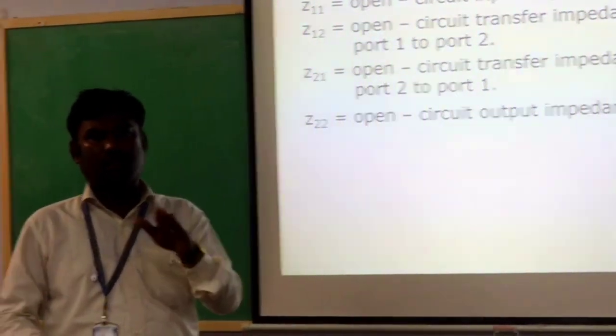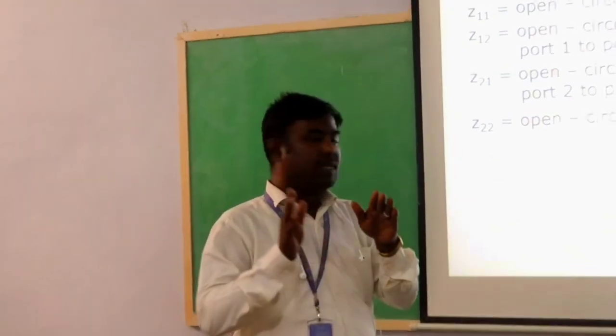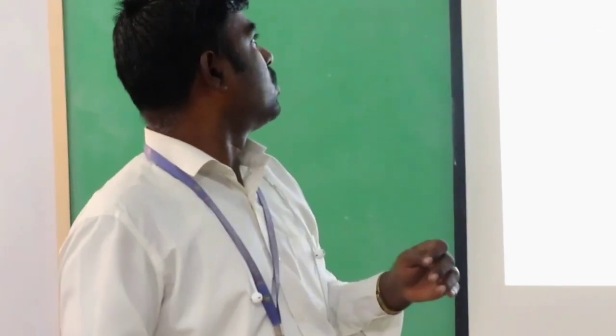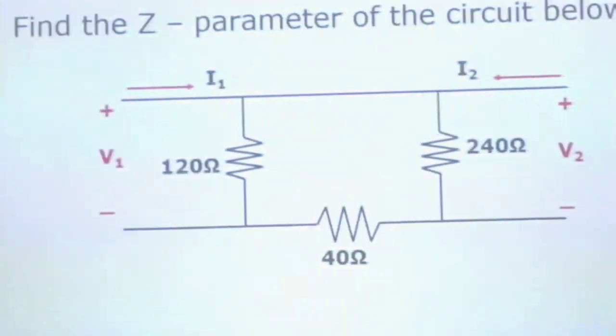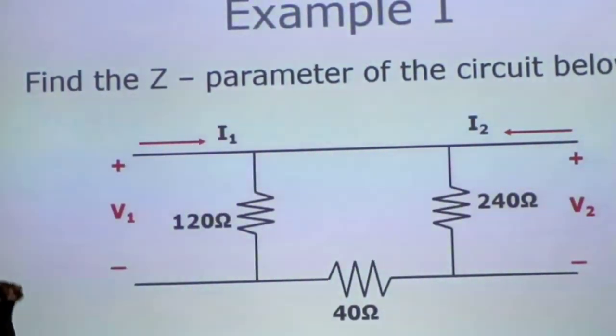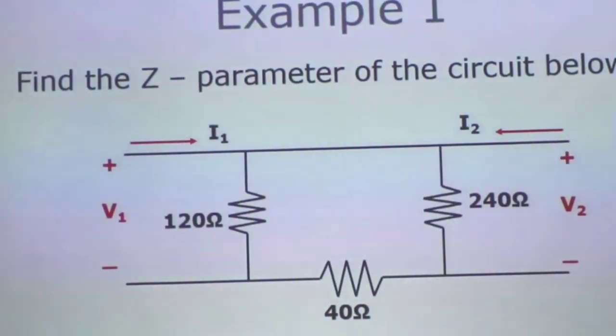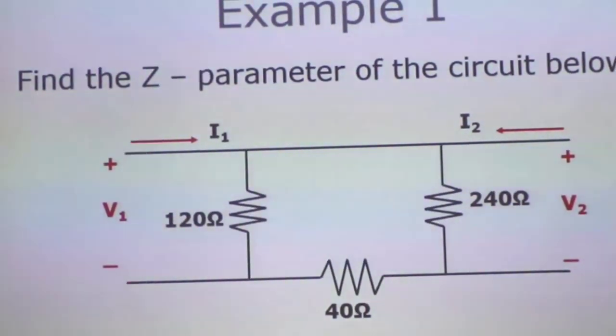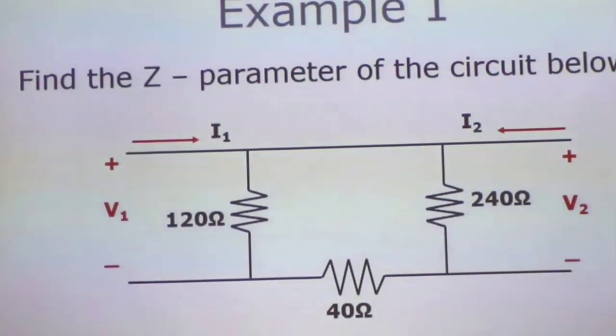The forward transfer impedance and reverse transfer impedance should be equal. If they are equal, the input impedance and output impedance of the circuit are matched. So we have to meet the characteristic impedance of any circuit. These are some example problems. Find the Z parameters of the given circuit. At port 1, we give the input at V1 and we get the output from V2. These are some general circuits.